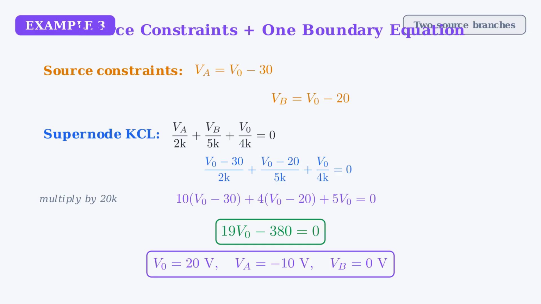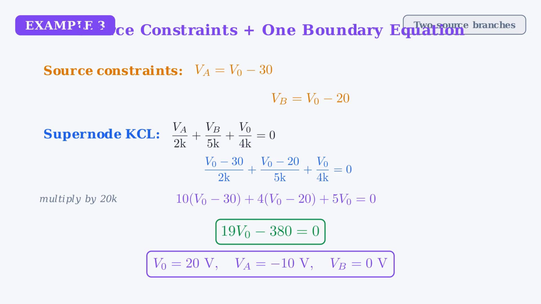Now apply Kirchhoff's current law to the whole supernode boundary. The current through the left resistor is VA over 2K. The current through the middle resistor is VB over 5K. The current through the right resistor is V0 over 4K. Their sum must be 0. After substitution, we get (V0 minus 30) over 2K plus (V0 minus 20) over 5K plus V0 over 4K equals 0. Multiply everything by 20K.